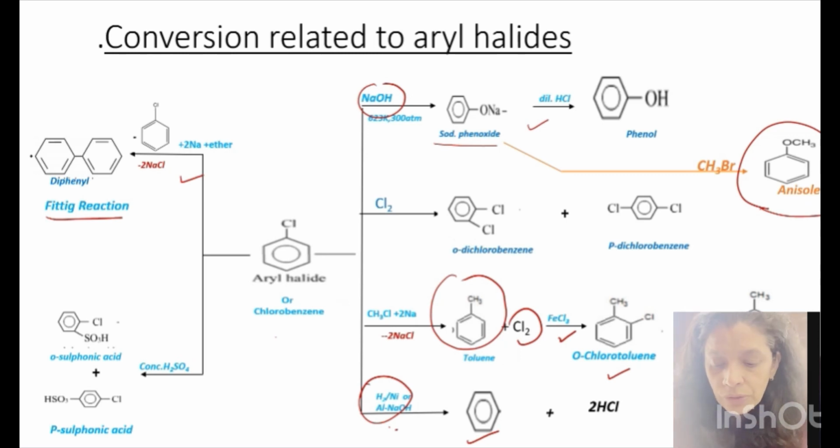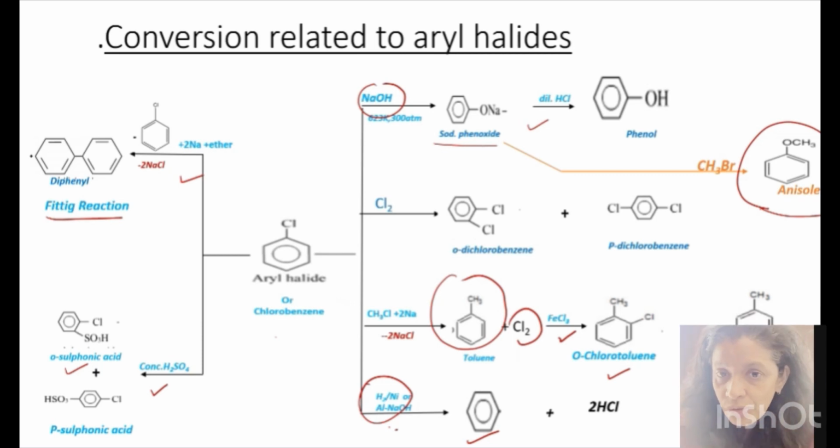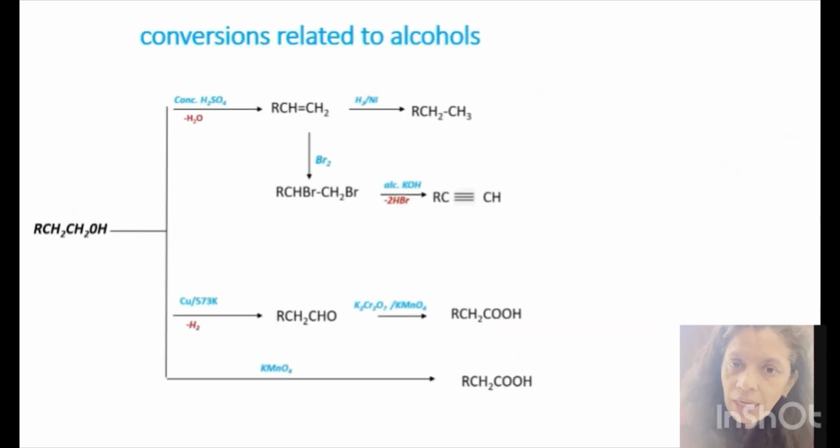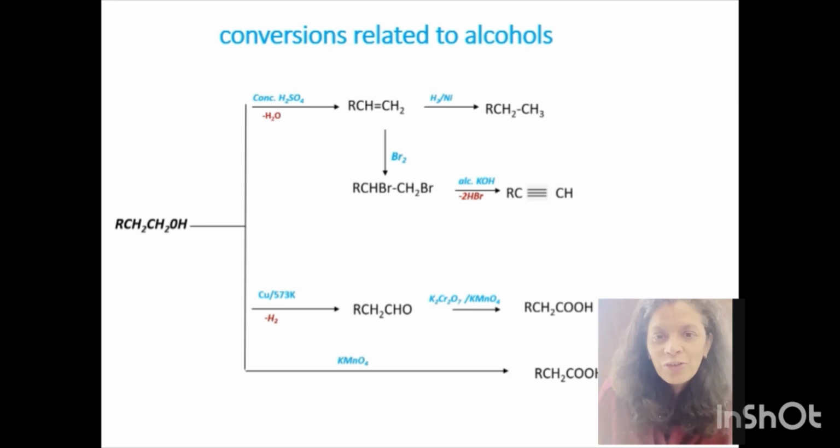Next is the conversion when we are taking chlorobenzene in the presence of concentrated H2SO4, and the reaction is called sulfonation. Similarly, the same reaction can be used for the nitration of the compound, where you are using concentrated nitric acid for that conversion. So in place of SO3H, the nitro group will get attached to it. Next is the conversion of alcohol.